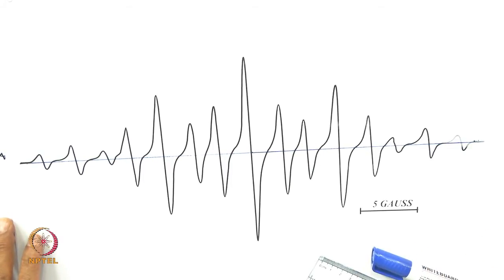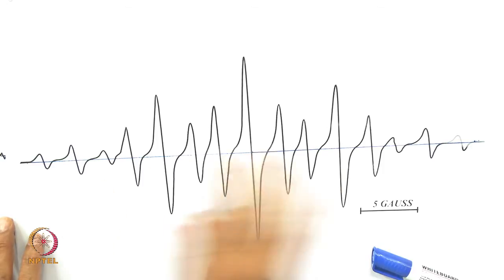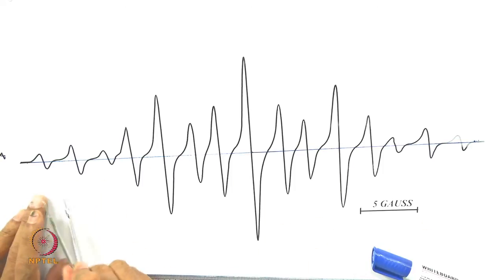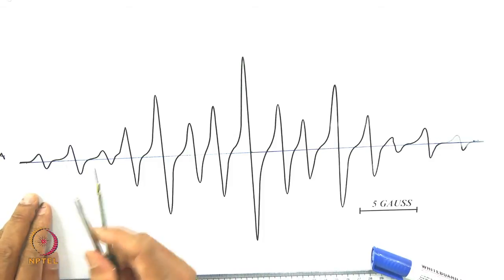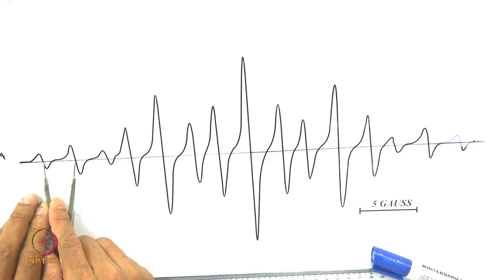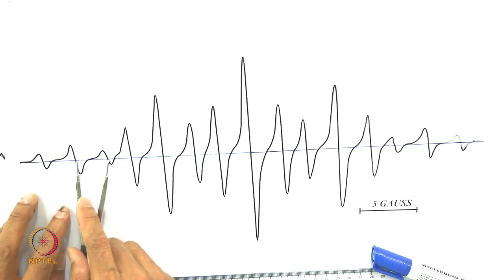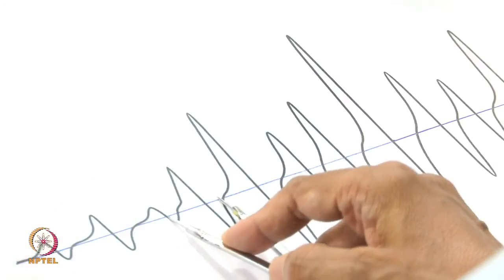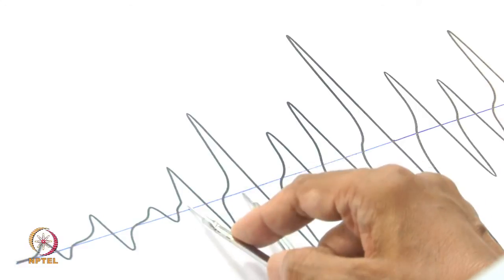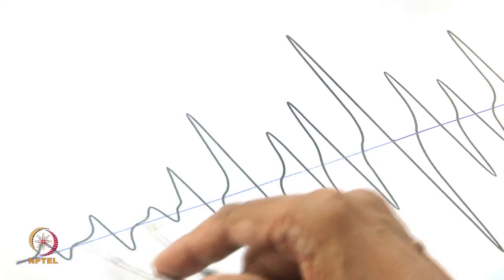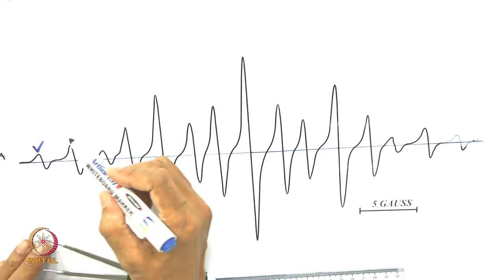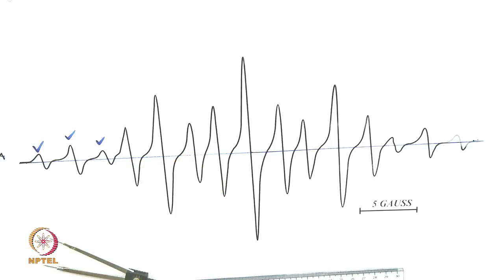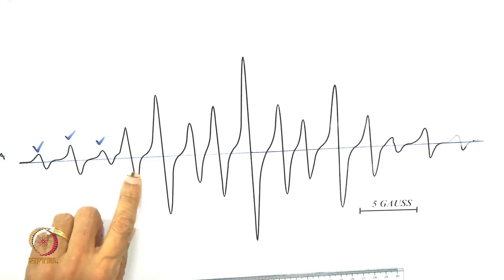Here, now things are reasonably routine. So many lines are there. So, we start again from the outermost line and see how many lines belong to one group of equivalent nuclei. So, this is the first gap between the outermost line and the next one. This gap is the same as this gap, but then after that there is no line here. This does not fall in line with this. That means these lines belong to one hyperfine coupling constant. This does not belong there.